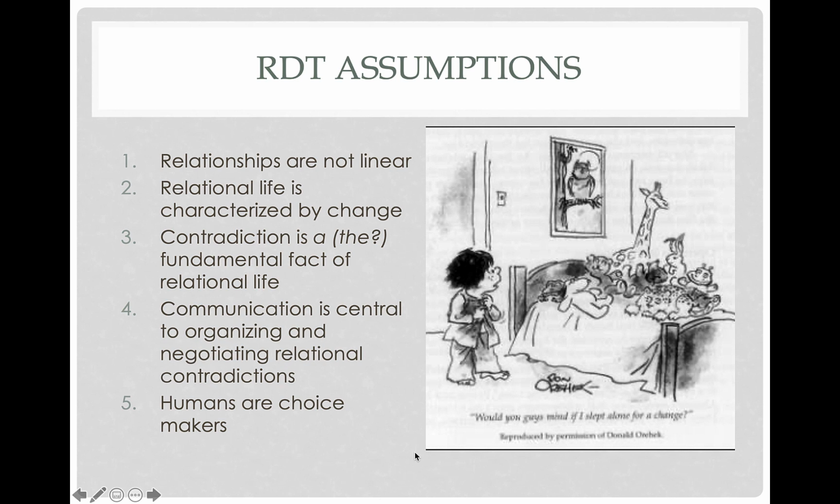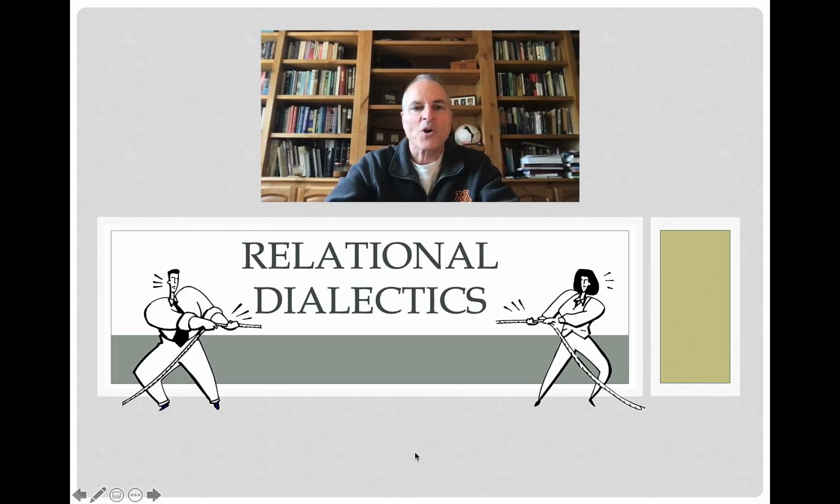And then the fifth assumption is that we're choice makers. We are conscious, intentional choice makers, and those choices have implications for our relationships. So that's where we're going with this theory.